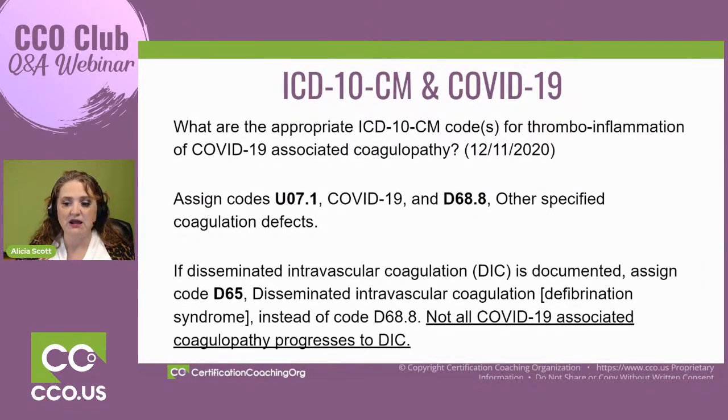DIC. So again, it could be D68.8, which is other, and other is defined by the code set as, hey, we have definition, we have specificity by our provider, there's not a code for it, so we use other, D68.8. If it's disseminated, then it's a D65.